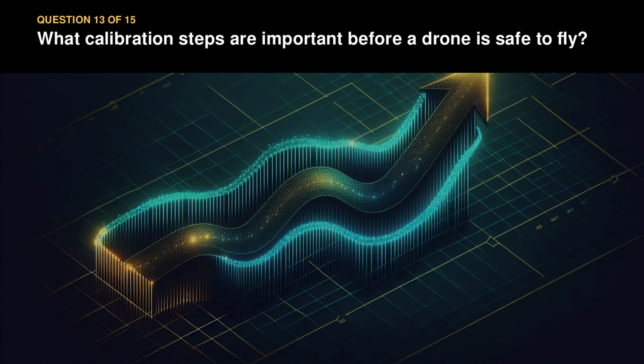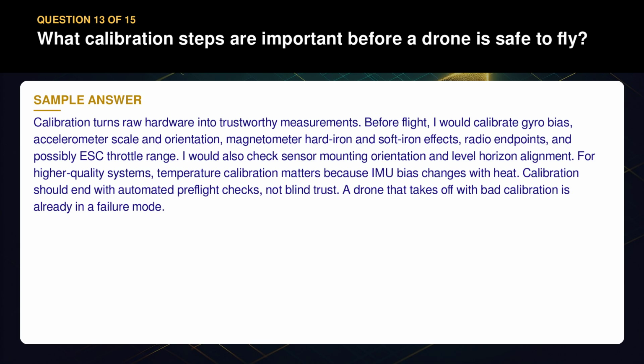Question 13. What calibration steps are important before a drone is safe to fly? Calibration turns raw hardware into trustworthy measurements. Before flight, I would calibrate gyro bias, accelerometer scale and orientation, magnetometer hard iron and soft iron effects, radio endpoints, and possibly ESC throttle range. I would also check sensor mounting orientation and level horizon alignment. For higher quality systems, temperature calibration matters because IMU bias changes with heat. Calibration should end with automated pre-flight checks, not blind trust. A drone that takes off with bad calibration is already in a failure mode.